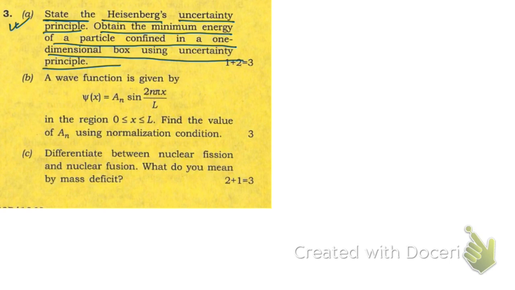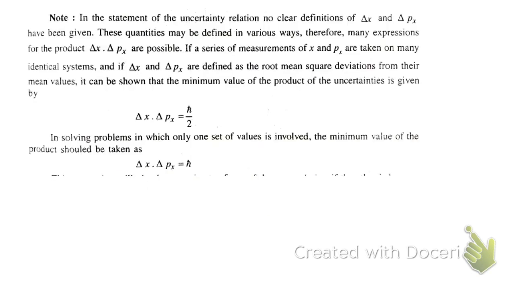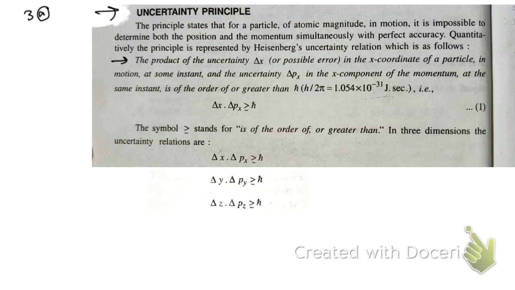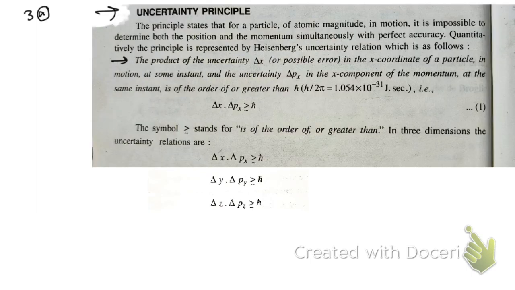Okay, let me give you the answer here. So here is the uncertainty principle, 3a answer. You just have to start the statement from this italic line. And the proper calculation gives you this result. Now the next part of this question is to obtain the minimum energy of a particle confined in a 1D box. So let me give you that answer.